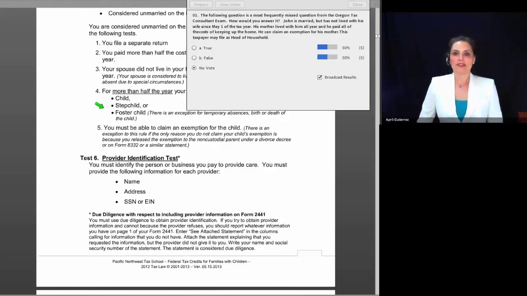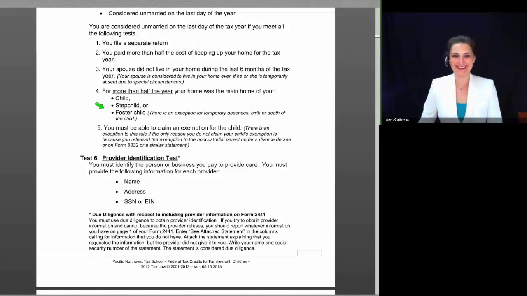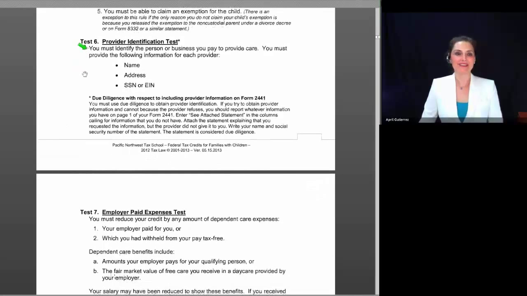All right, so now that I've really hammered home the concept of head of household, let's move on to test number six, the provider identification test. You must identify the person or business you pay to provide care, and you must provide the following information for each provider: the name, address, and Social Security number, or EIN, employer identification number, of the provider.